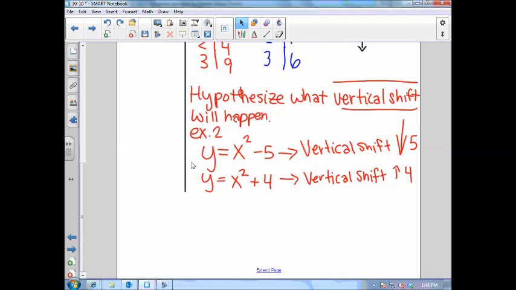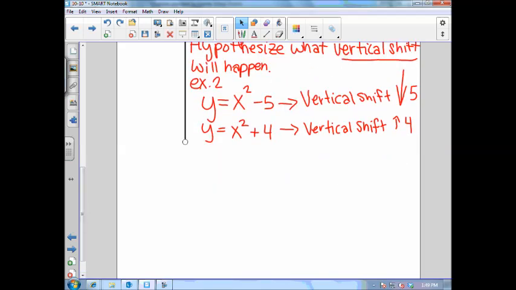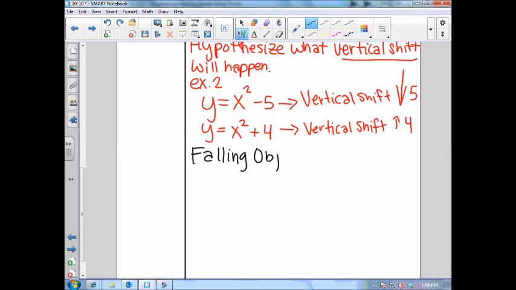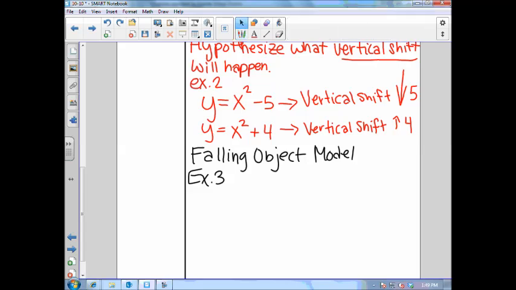After we finish the notes, remind me to talk about the pops. That's after the notes. We have one more example, which will be our falling objects model. So remember, at the beginning of class, we talked about falling objects. We talked about throwing a baseball and the shape it takes. So example 3, a falling object model.